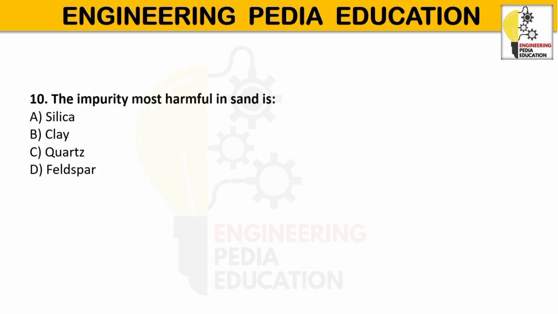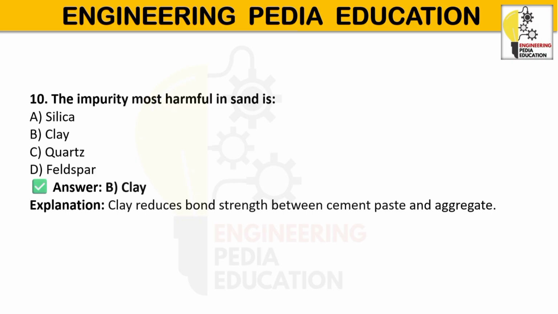The impurity most harmful in sand is silica, clay, quartz, feldspar. So the impurity mostly harmful in sand is clay. Clay reduces bond strength between cement paste and aggregate. Clay causes delay in setting time, reduces bond strength, and decreases strength and durability. And organic impurities are most harmful because they interfere with cement hydration and reduce the strength and durability of concrete.